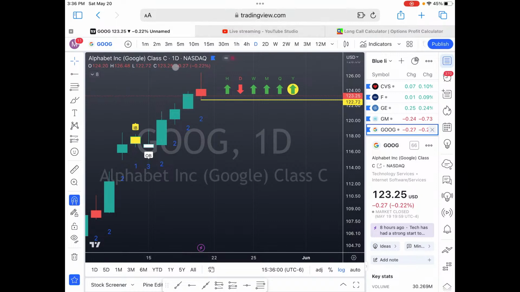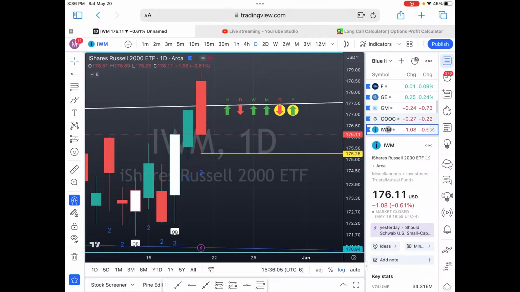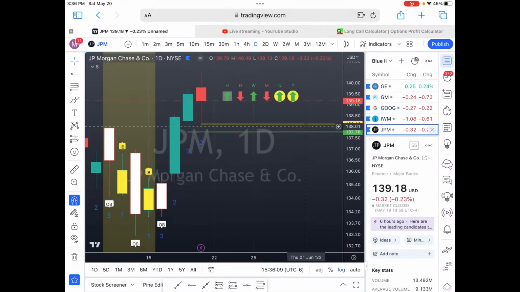Okay, so there is Google. IWM, 2-up red. We look for puts at 175.25. JP Morgan, 2-up red. So the puts at 138.13. First target marked for you guys, 137.76.